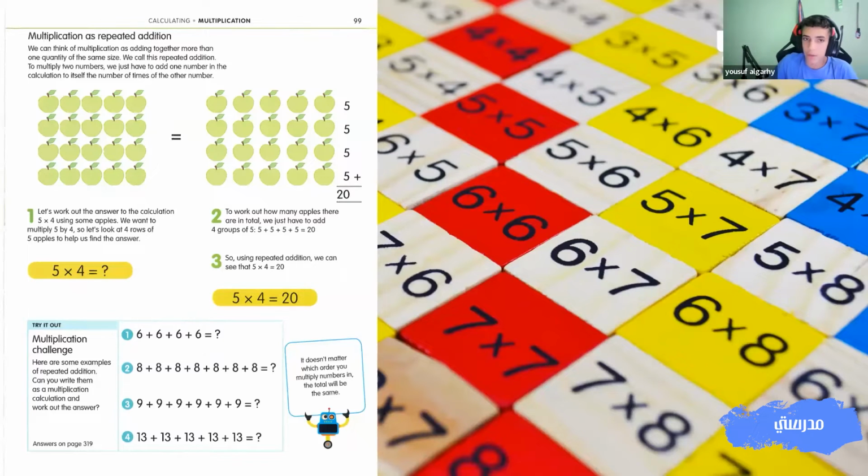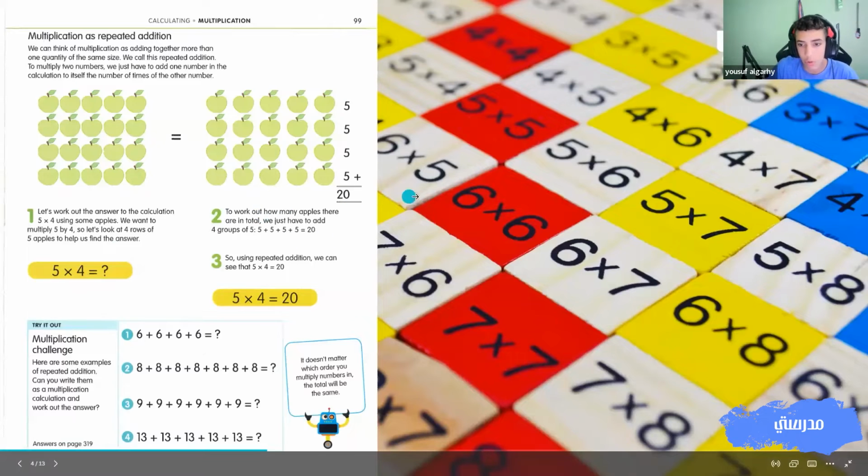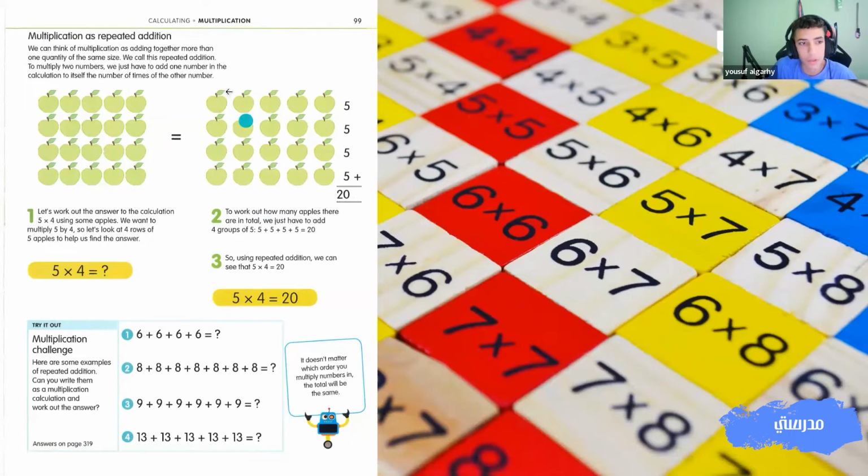All right, you guys are right. So 5 times 4 does equal 20. So here we have 1, 2, 3, 4 rows, each with 1, 2, 3, 4, 5 apples. So we can add all of these together and get 5, 10, 15, 20. So in total, we have 20 apples. So 5 times 4 equals 20. So you guys are right. Good job.